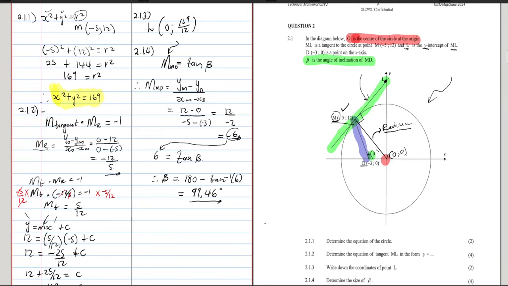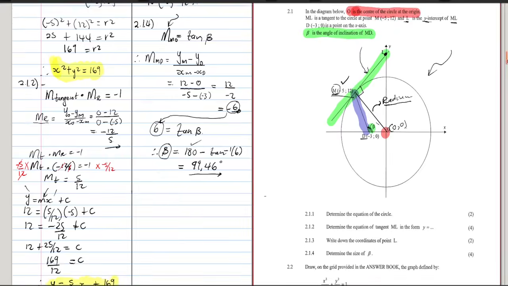If you have a negative gradient and you want the angle of inclination, you don't include the negative in your calculations. Then when you calculate the angle of inclination, you subtract the value of the arctan from 180 degrees. Anyway, just by looking at the angle beta, the angle of inclination, it should be bigger than 90 degrees. So it makes sense to say 180 minus.